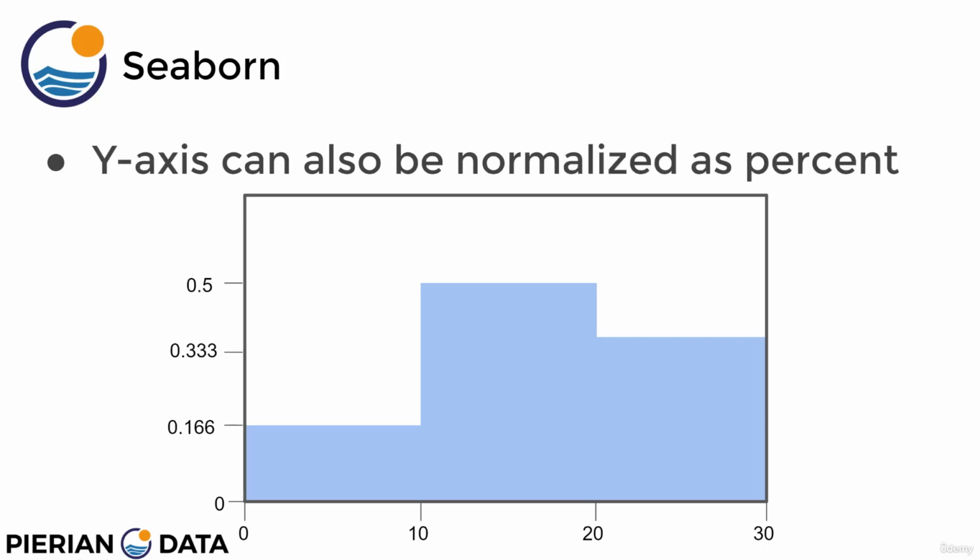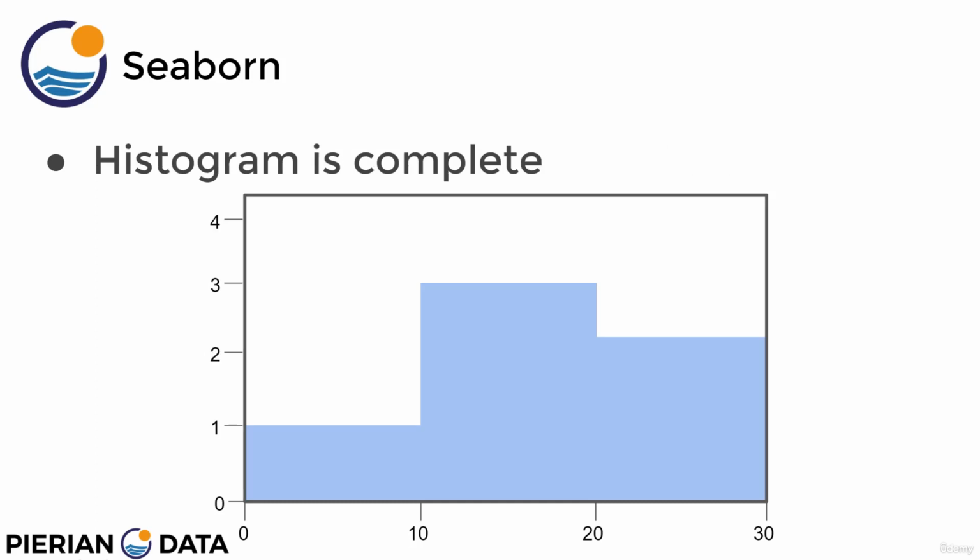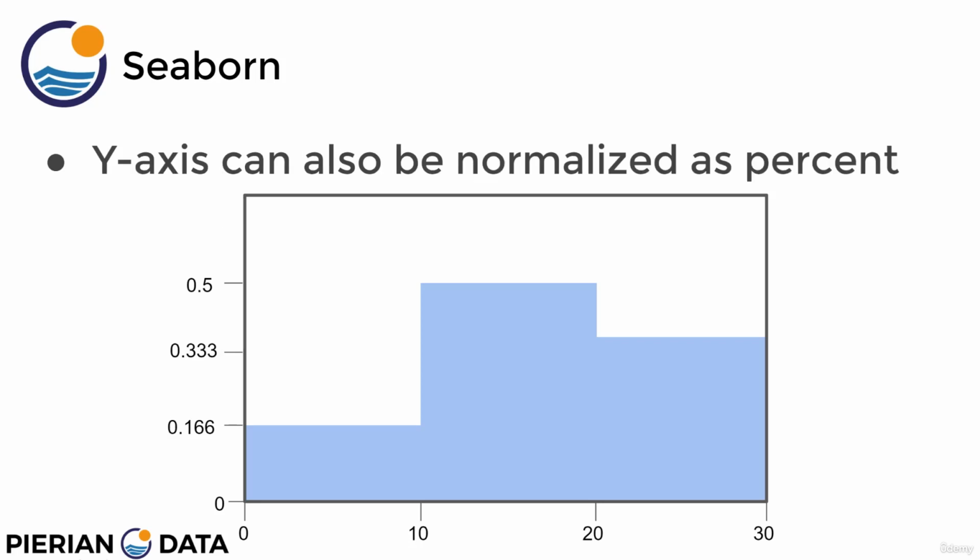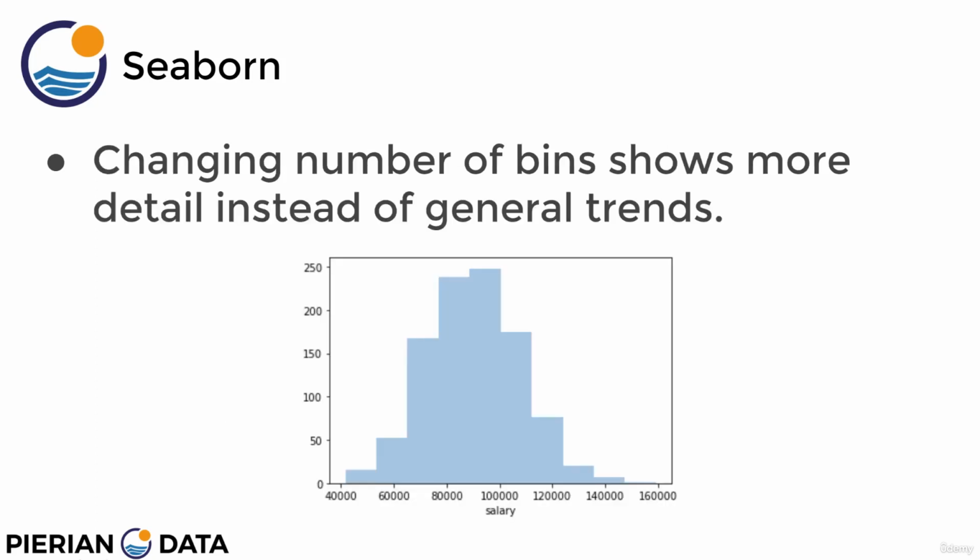We can also normalize the y-axis as a percent if we wanted to. Sometimes people show it as the actual count, but don't be surprised if you see it like this, which is essentially a percentage of all the points. Here I can see that the middle bar lines up with 0.5, meaning half of all the points in the dataset fall between 10 and 20.